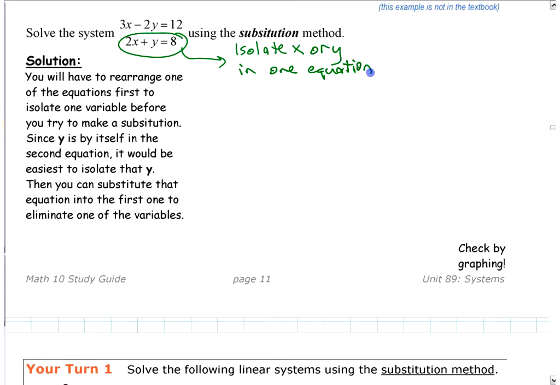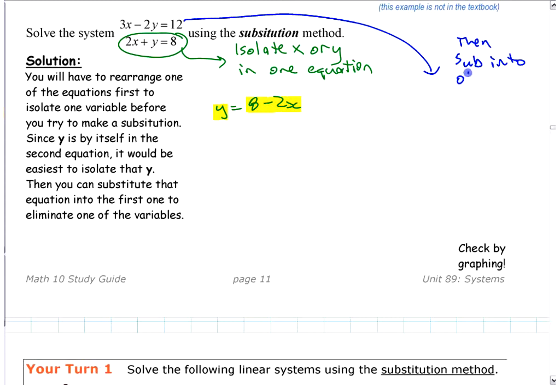So that's what most of you did here, right? You took 2x plus y equals 8 and you made it something like y equals 8 minus 2x, or negative 2x plus 8, right? Now you can use that to replace something in the other one. 8 minus 2x equal to y. If I write the other equation now, okay, then sub into other equation. So you isolate one of the variables in one equation, then sub it into the other equation.